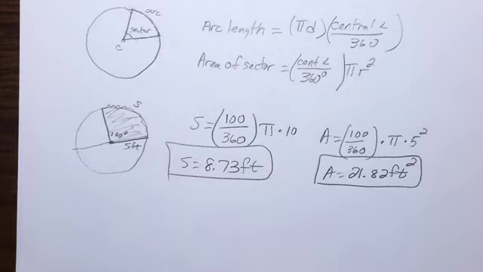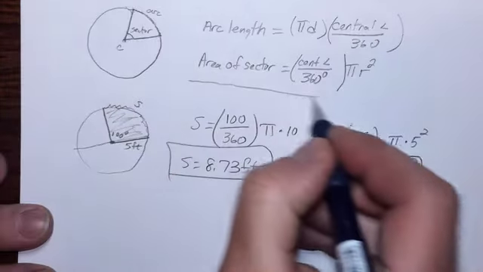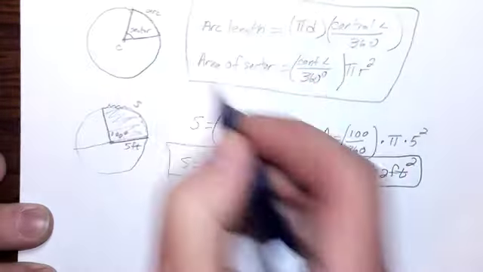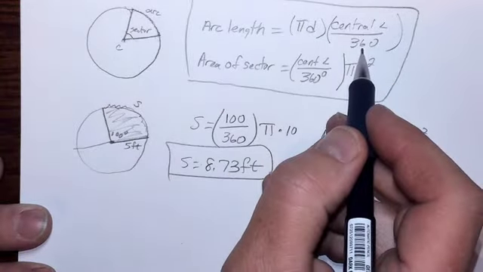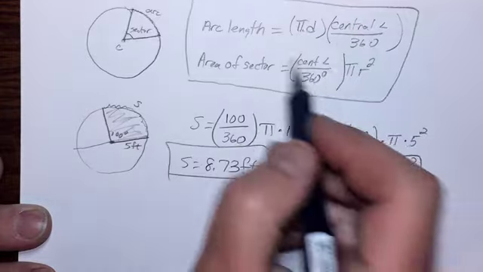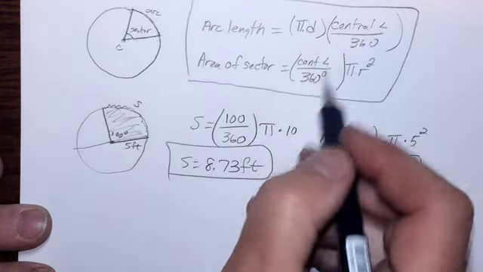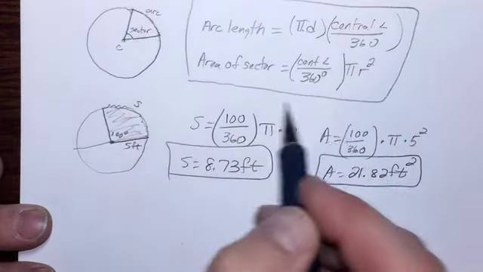And that's what you're working on today. It really comes down to those two formulas right there. And again, all that is just the fraction of the circle that you're going times the circumference for arc length, or the fraction of the circle that you're going times the area of a circle.